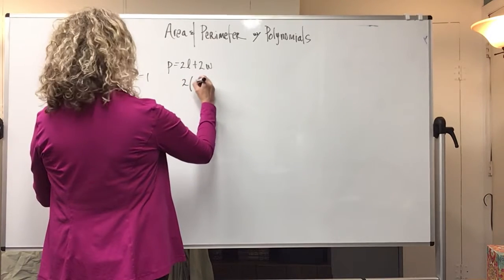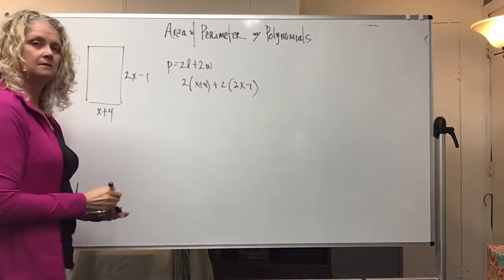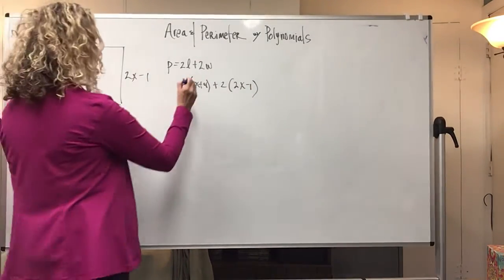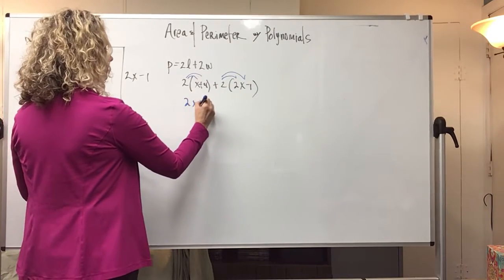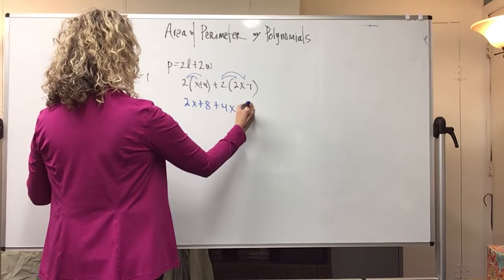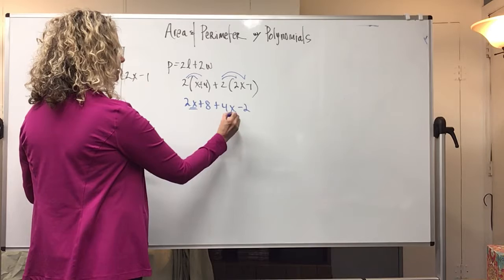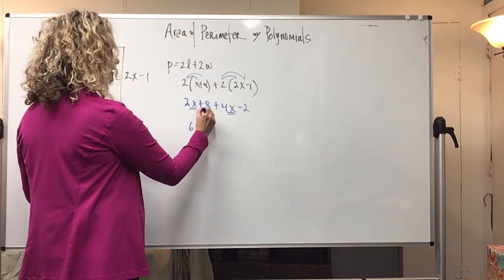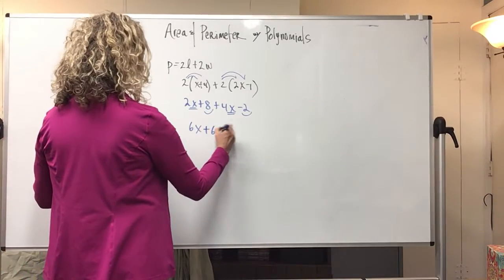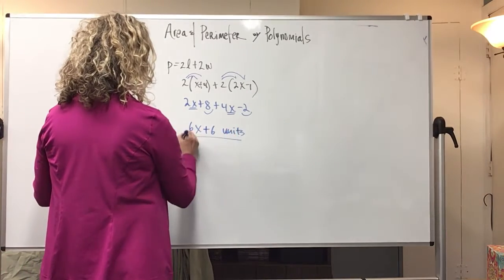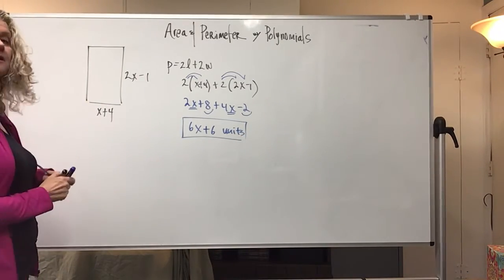So the length is, there we go, and hopefully you then see you need to distribute that in. So you get 2x plus 8 plus 4x minus 2, combining like terms, x's to x's, 2x and 4x is 6x. Constants to constants, 8 minus 2 is 6, and it's perimeter, so it's 6x plus 6 units is the expression for the perimeter of this rectangle.